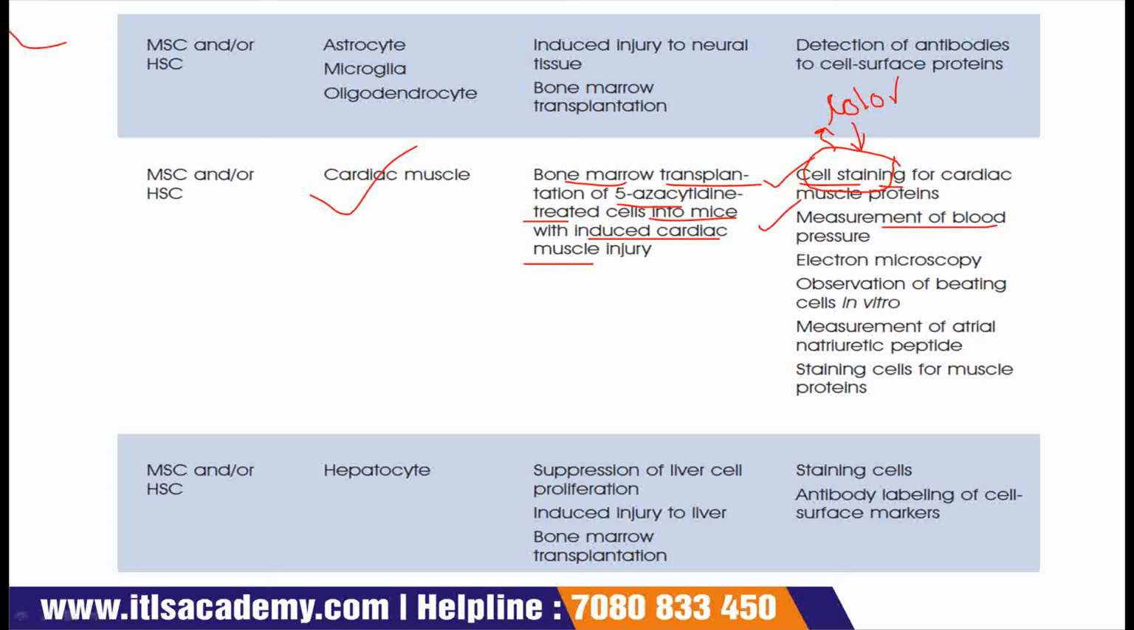Next will be measurement of blood pressure. Next one is electron microscopy. Other method is observation of beating cells in vitro and measurement of atrial natriuretic peptide or also known as ANF. And other method is staining cells for muscle proteins.